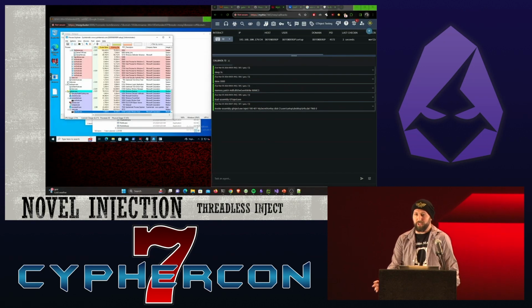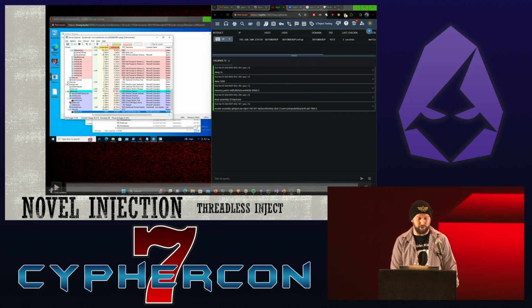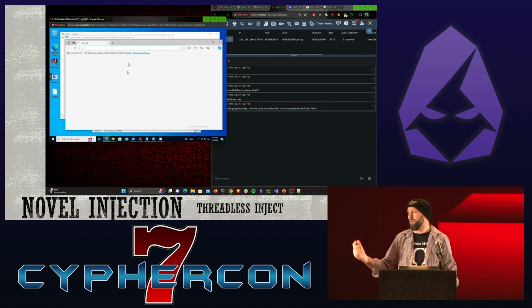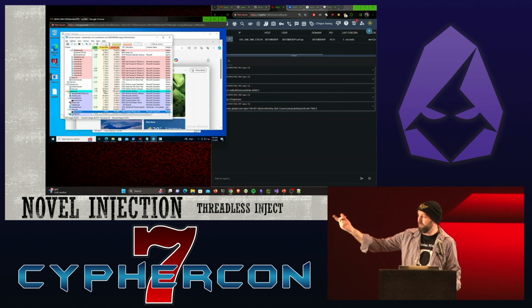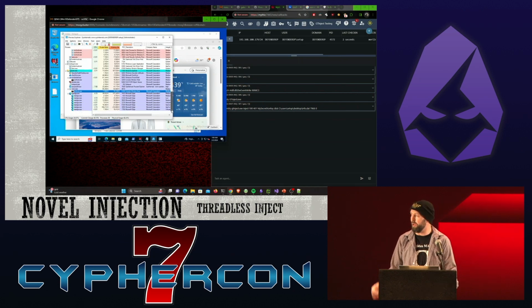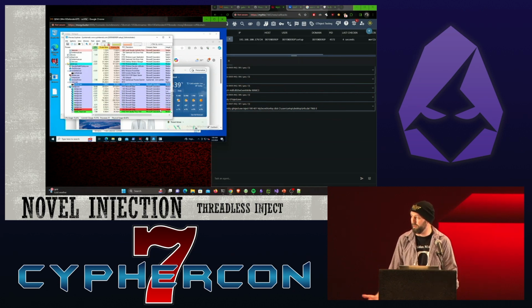So from a novel injection perspective, I did implement threadless inject. It's two different threadless inject methods right now. Again, they'll probably get revamped a little bit. And this time, instead of just watching an example, I actually ran it through Mythic using the Merlin agent. So this is my test lab. This is the box running Defender for Endpoint or ATP or whatever they're calling it until Tuesday.